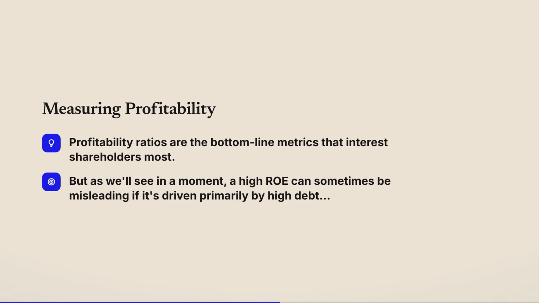However, the gold standard for shareholders is return on equity, or ROE. Calculated as net income divided by stockholders' equity, it measures the profit generated relative to the money shareholders have actually invested. If a company has a high ROE, it suggests they are excellent at reinvesting capital to create value. But as we'll see in a moment, a high ROE can sometimes be misleading if it's driven primarily by high debt rather than operational excellence.